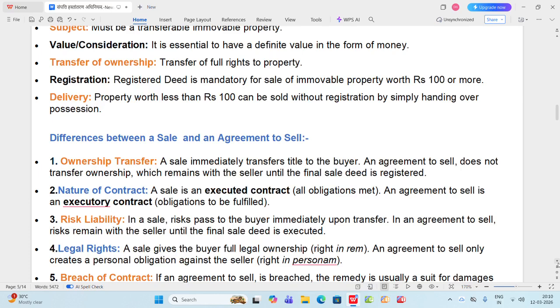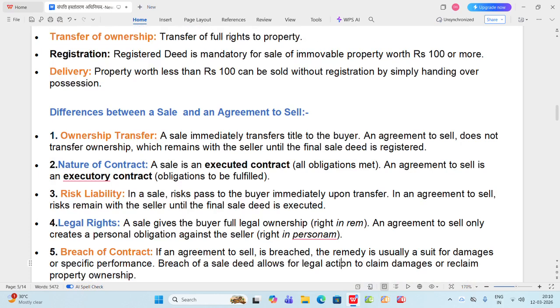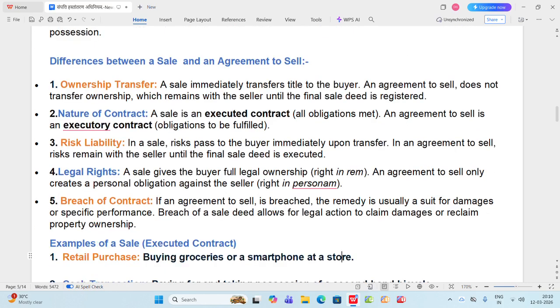Now coming to legal rights. What are the legal rights? A sale gives the buyer full legal ownership, right in rem. Full legal ownership means whatever the rights are attached with the property are transferred to the buyer immediately. That is right in rem. All the rights, full legal rights.